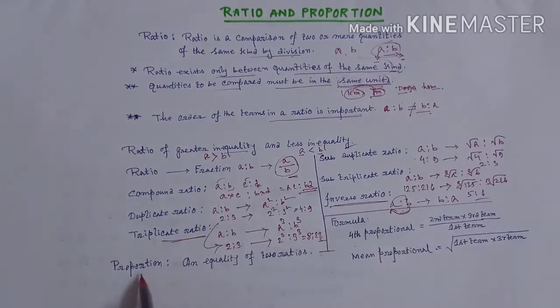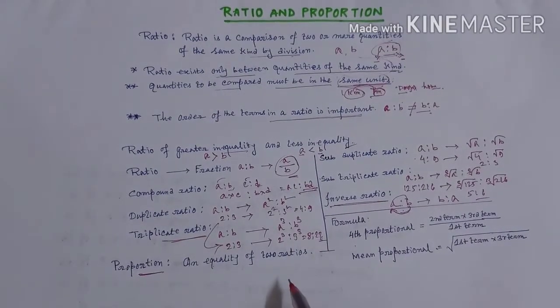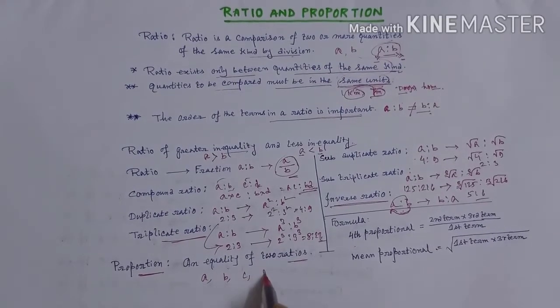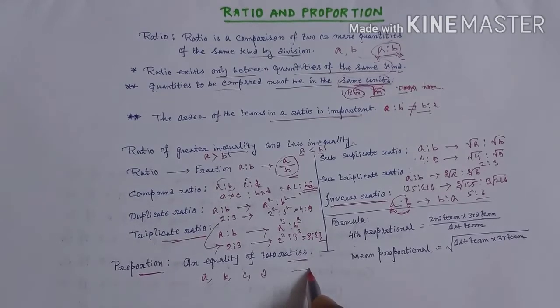Now, what is proportion? Proportion is an equality of two ratios. That means if A, B, C, D are in proportion, then A is to B must be equal to C is to D.